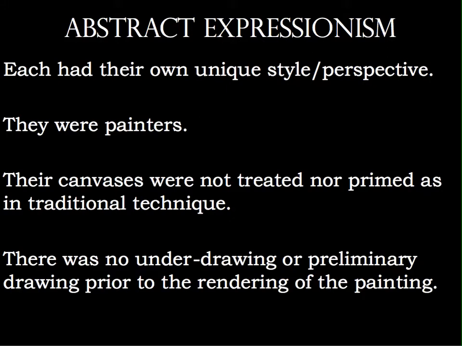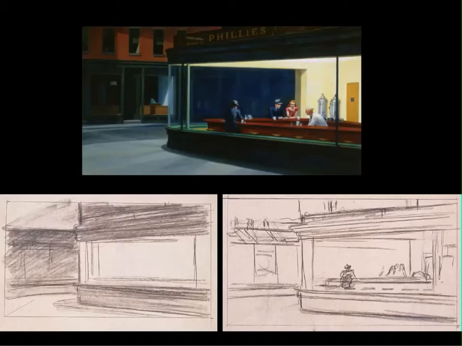Abstract expressionists were all painters, and the canvases were very raw. They were untreated, just like the Fauvist painters, how they created their art. There's no underdrawing or preliminary drawing to the painting. So when we look at previous artworks like Nighthawks by Edward Hopper, we have a basic idea of what Hopper wanted to create, and we can see the development of that in his preliminary drawings or studies.